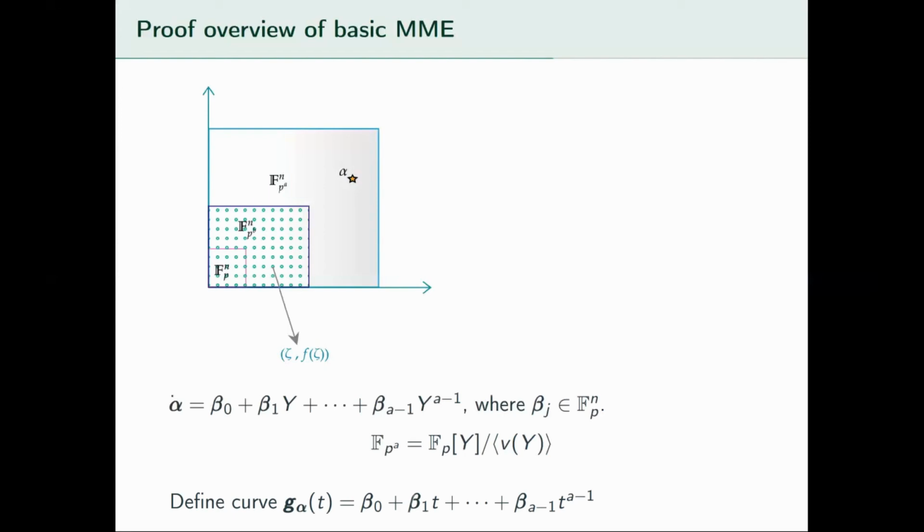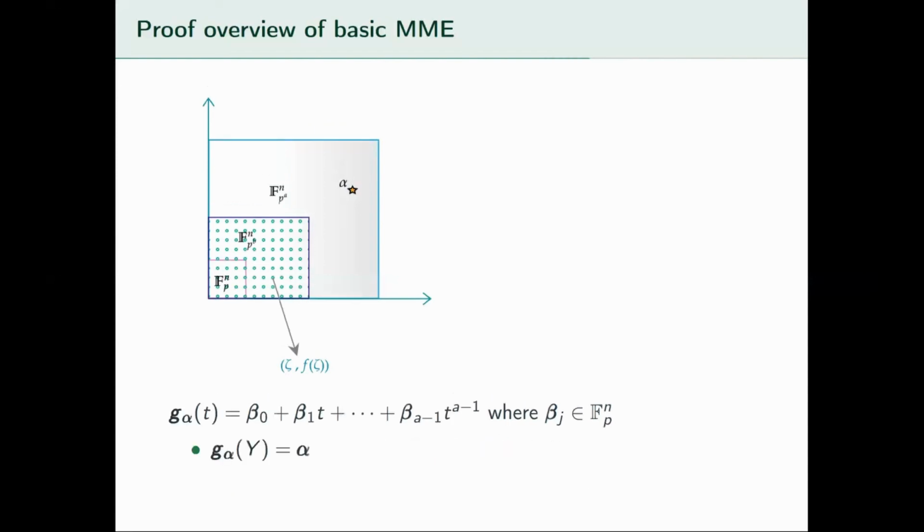Okay, define this curve g_alpha(t), and note that it is immediate that if I set t to y, then that will give you alpha. But here is an interesting thing: if I set t to any gamma, where gamma is in the subfield F_p^b that we computed in the initial step, then g_alpha(gamma) is always in this nicer region, in this green dot region. And that's not hard to check.